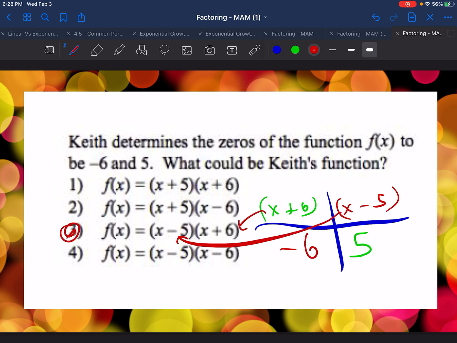Choice 3. All right, awesome job. We have finished factoring trinomials when the first term has a 1 in front. Let me know what you thought of this lesson, and I'll see you next time.